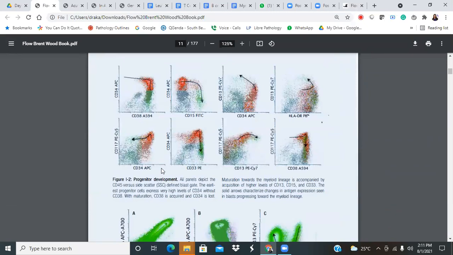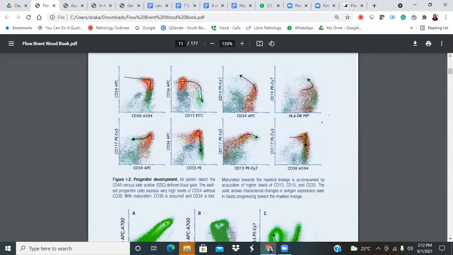So all panels depict CD45 versus side scatter, with the blast gate defined. The earliest progenitor cells express very high levels of CD34 without CD38. So that's an important point they want to make: the earliest progenitor will have high, bright CD34, and will be negative for CD38. And with maturation, CD38 is acquired and CD34 is lost. Maturation towards the myeloid lineage is accompanied by acquisition of CD13.